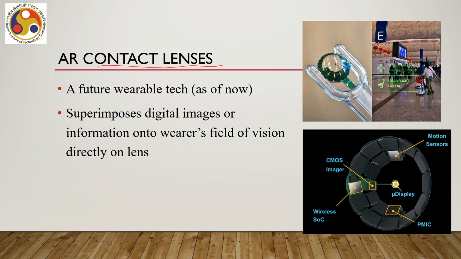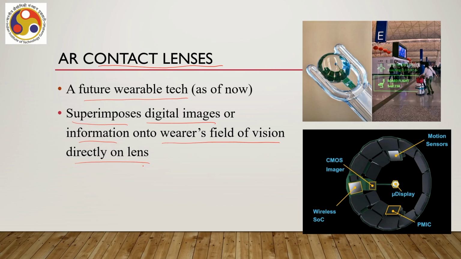The latest trend is contact lenses, which are very small and can be placed directly on the eye like any regular contact lens. It will not even be visible to outsiders, and on top of it, it can be used for AR applications. So, it is a kind of future wearable technology. As of now, it is still in the realm of the future. It superimposes digital images or information onto the wearer's field of vision directly on the lens.